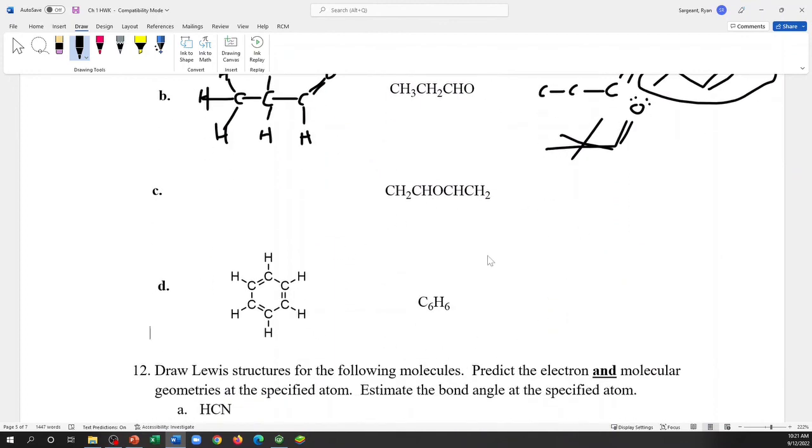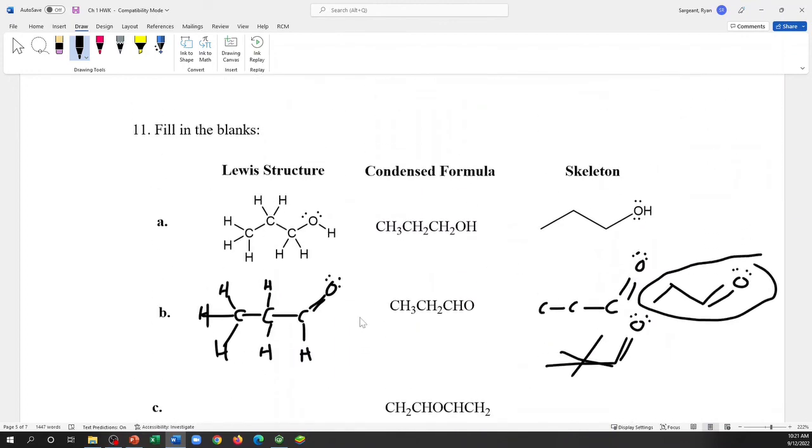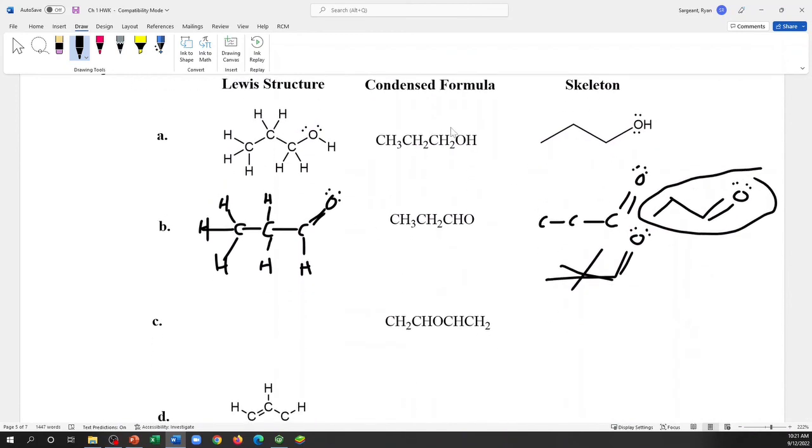There's a couple more of these. I'm going to go ahead and let you guys answer these on your own, but that's the concept of trying to get from Lewis structures to the skeleton diagram and also how to deal with condensed formulas.